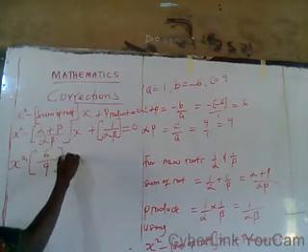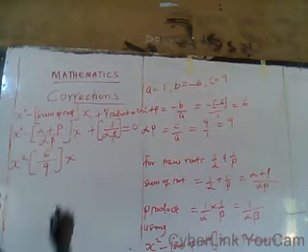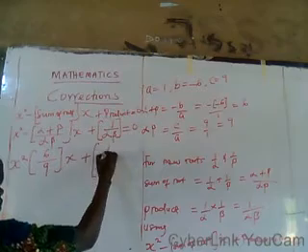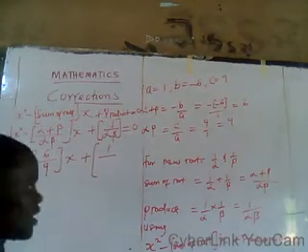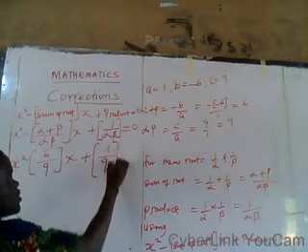You put it here, x, then plus 1 over, what is our alpha beta? That's 9. You put it there. So we have 1 over 9. Everything equals what? Equals 0.